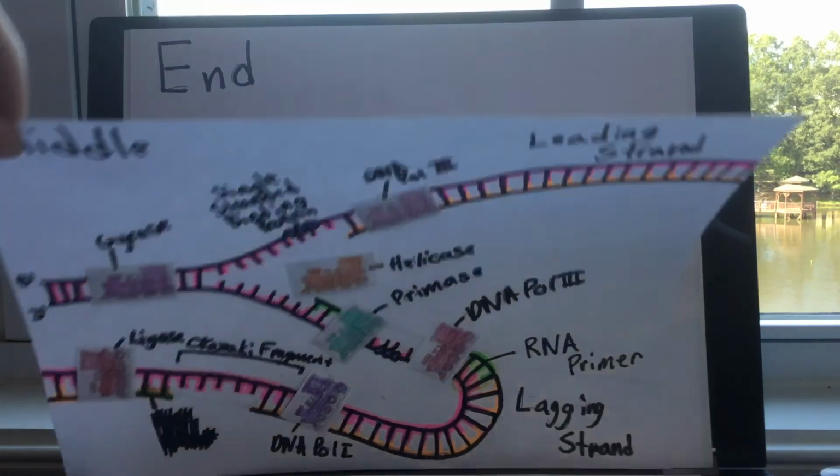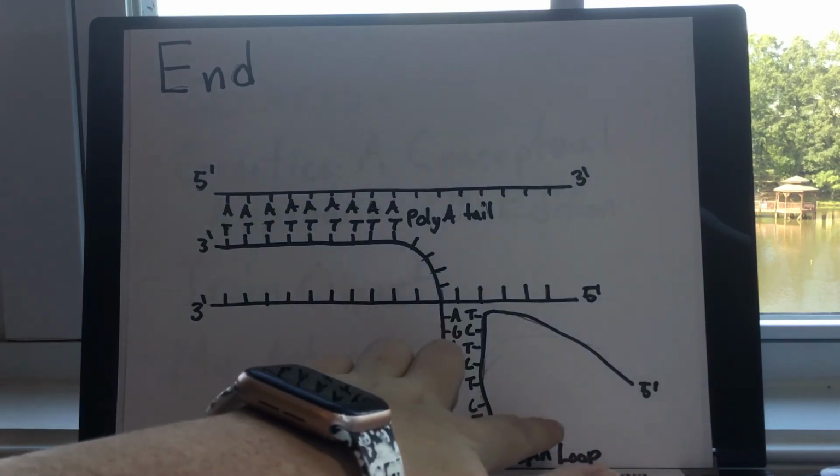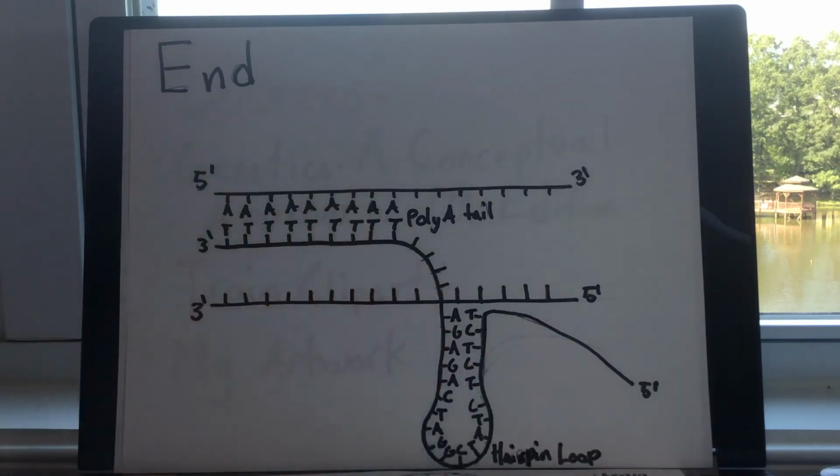And so at the end, to end the DNA replication, we form a poly A tail, which then we have a hairpin loop, which, as you can see, basically is on a single strand of DNA. So A binds to T, G binds to C, and they're able to bind, the same single strand of DNA is able to bind together.